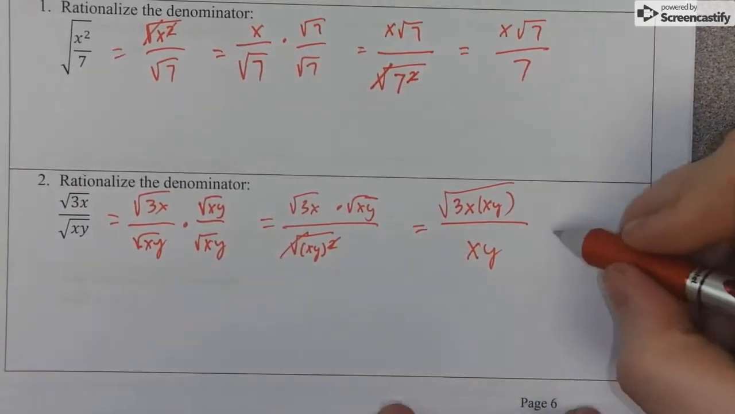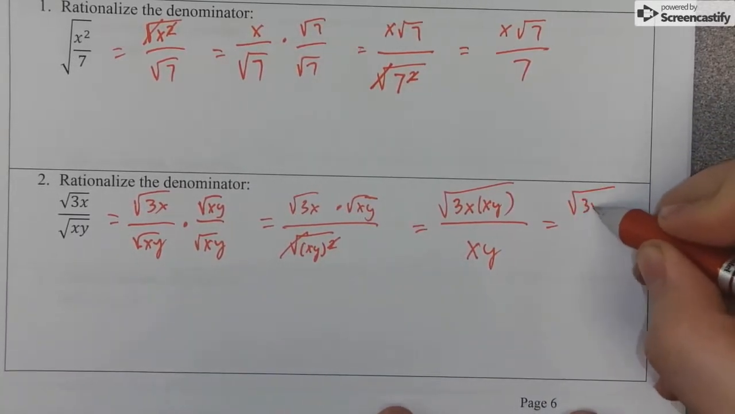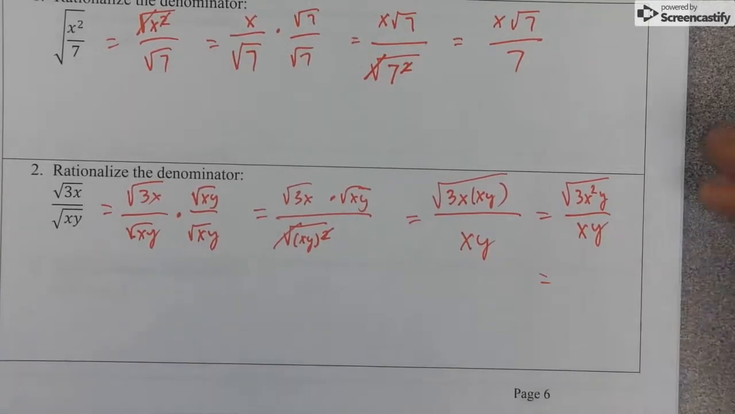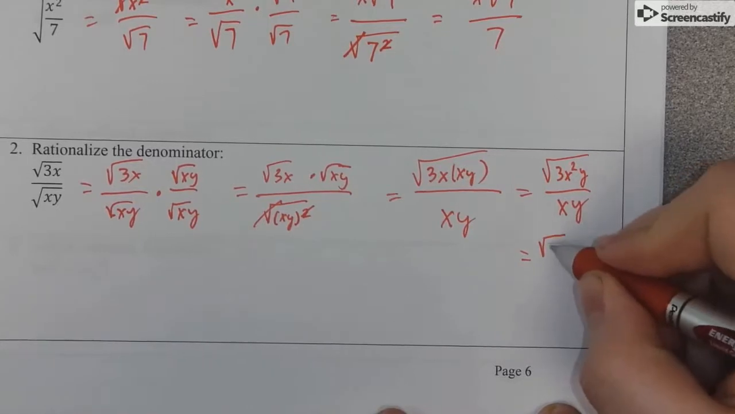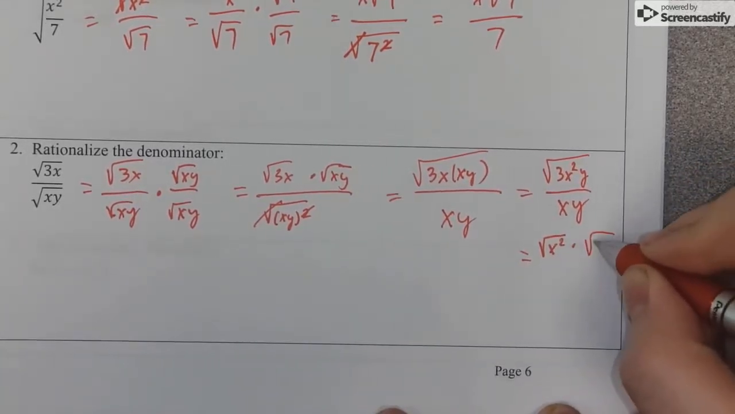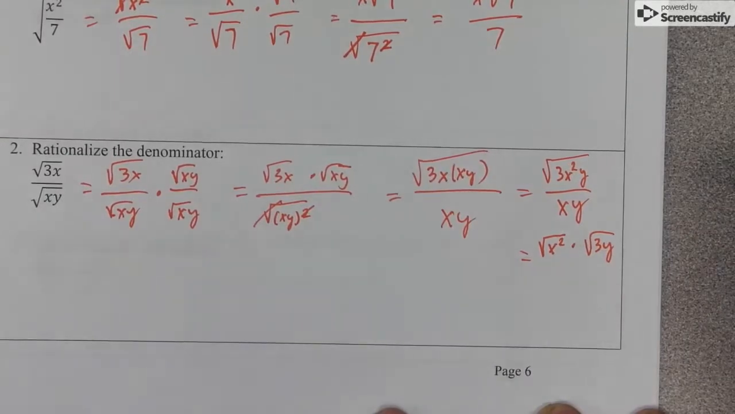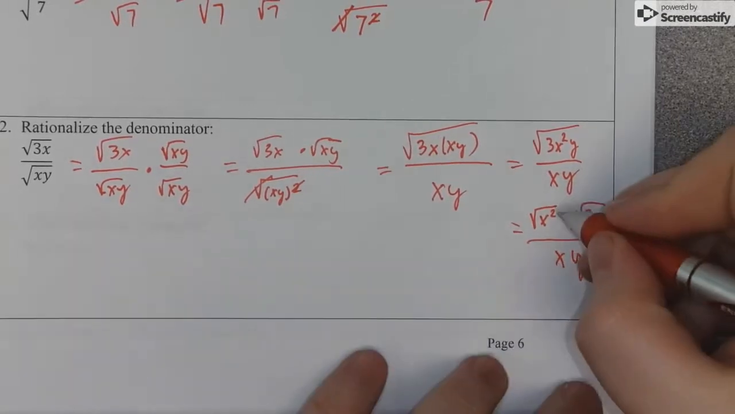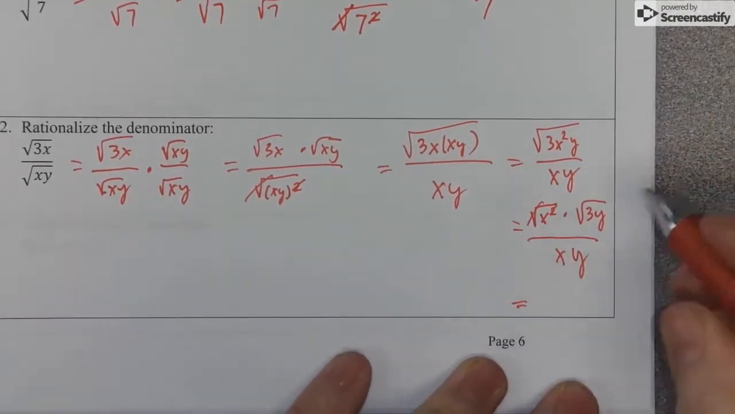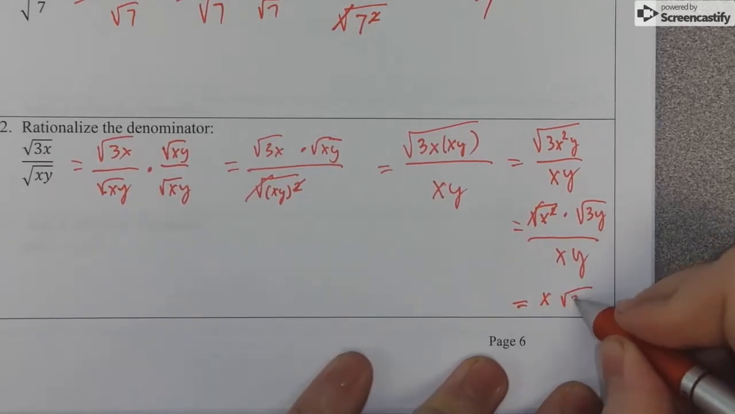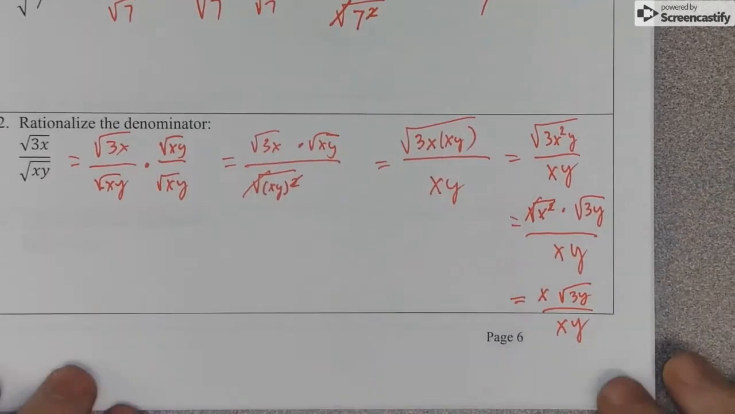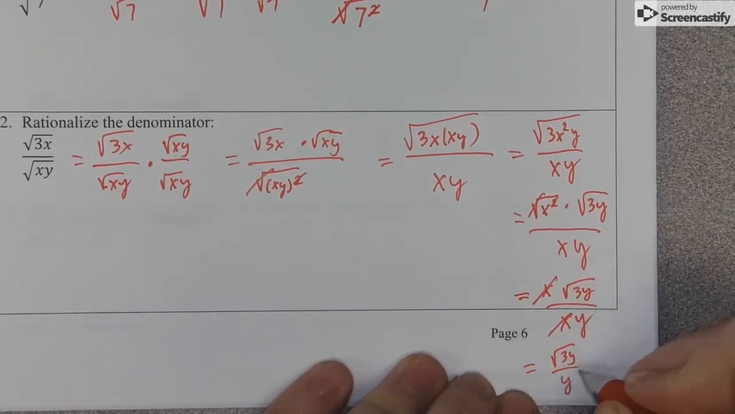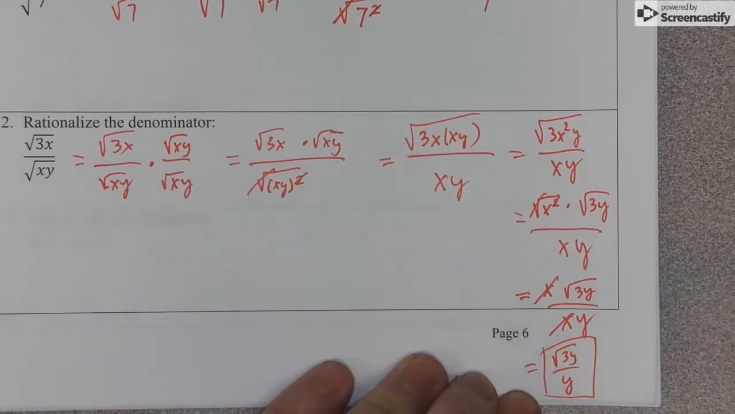We can simplify that numerator quite a bit. So this is going to be the square root of 3x squared y over xy. Simplifying this further, I could pull out the x to the power of 2 times the square root of 3y. This will be over xy. The square and the square root cancel out. So this is x square root 3y over xy. One more piece of simplification, those x's cancel, and I'm left with square root of 3y over y. So this would be my final result.